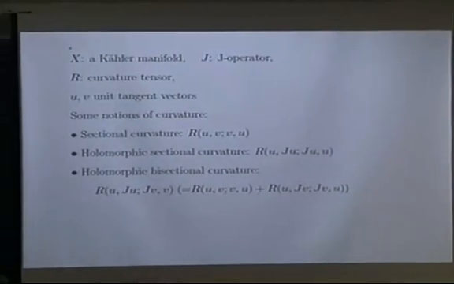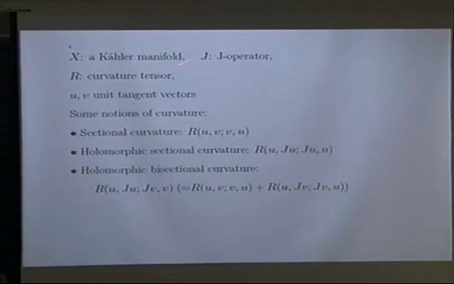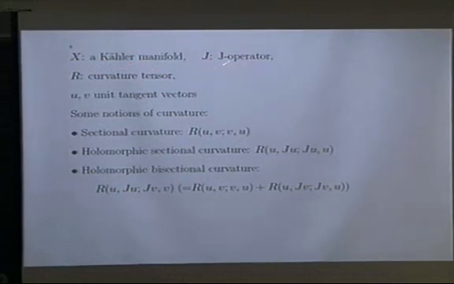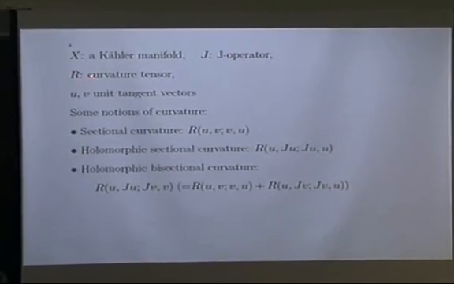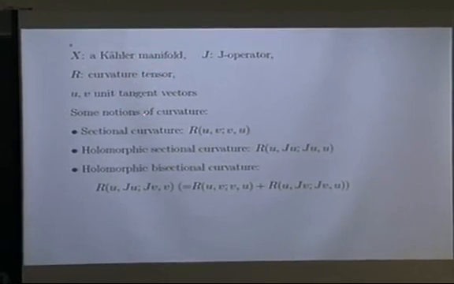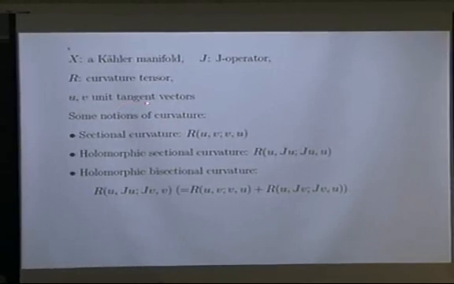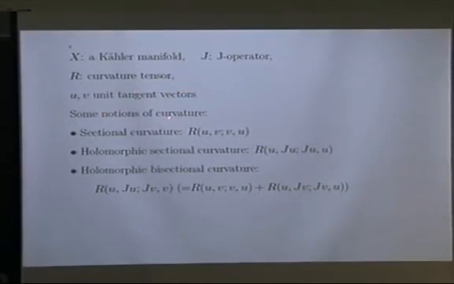Anyway, let me start with a Kähler manifold X. Here J is the J operator, the complex structure on X, and R is the curvature tensor. Let me just recall some notions of curvature. Here you take a pair of unit tangent vectors on the tangent space at a point of X. Then the sectional curvature is given by R(U,V,V,U); it comes from some components of the curvature tensor.